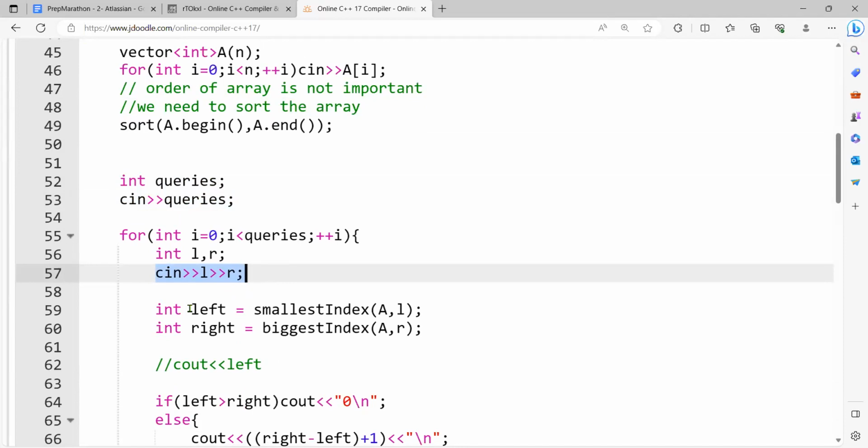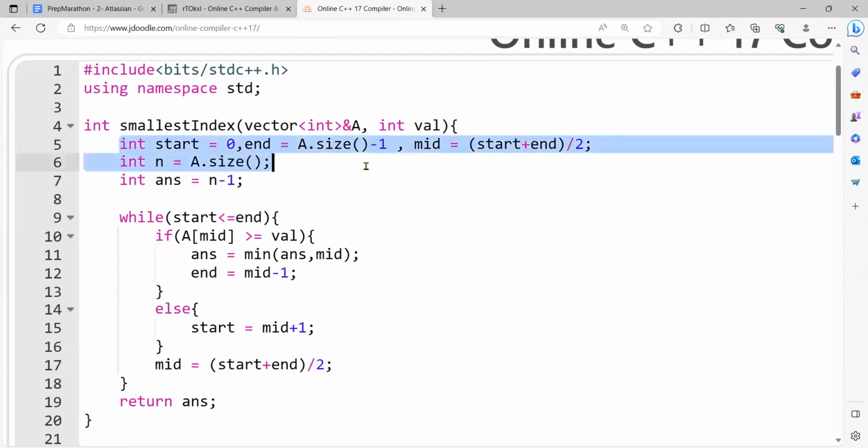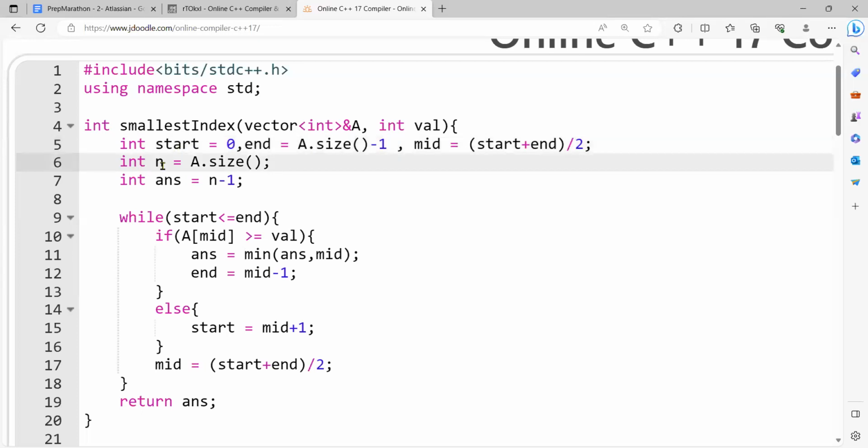Now let us find the leftmost or the smallest index which has a value greater than or equal to L. So how to find the smallest index? Obviously we are doing a normal binary search, so we need three points: starting point, ending point and middle point. Starting point will always be 0, because we also have to consider the first element. Ending point is going to be pointing at the last index. Midpoint is nothing but start plus end by 2. And n is nothing but the length of our array.